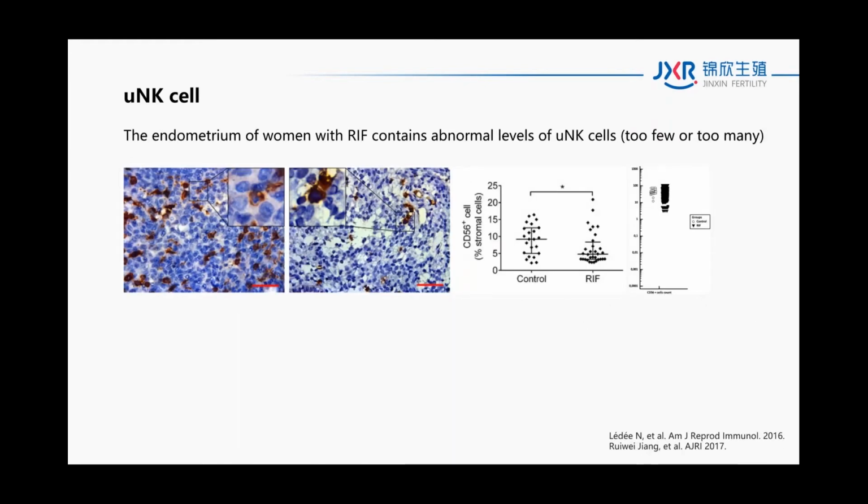If there is a problem with immune function, the level of uNK cells in the endometrium of patients is significantly abnormal. Some of them are too many and some are too few. Too few or too many may cause recurrent implantation failure.